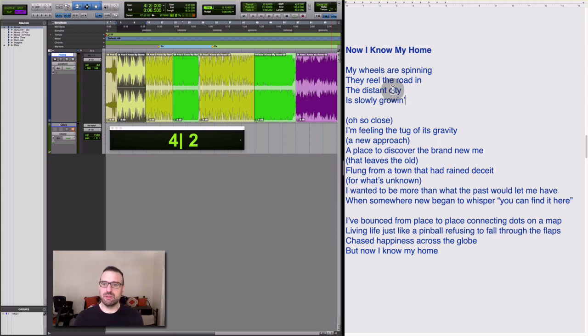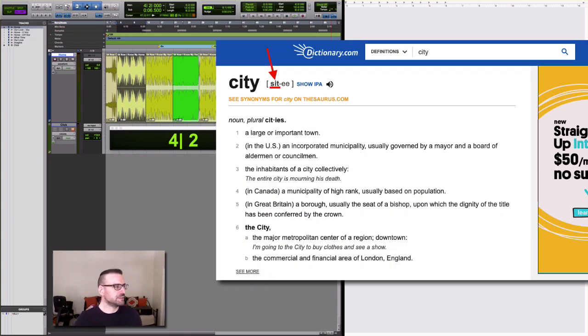And if you're not sure, like I said, you can hear this stuff just by saying it: spinning, rode in, city, growing. You can hear the stresses, like how the first syllable in those examples are stronger than the second. But if you're still not sure, one thing that you can do is you can check a dictionary. So let's take a look at dictionary.com. And here is the entry for city. And you can see right here, it shows how it's pronounced. And you can see the part in bold is the part that is the stressed part of the word. So that's how I know now that city is city and not city.